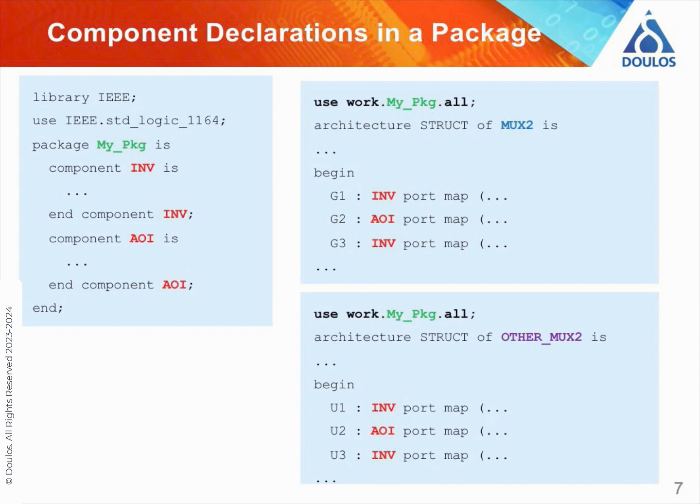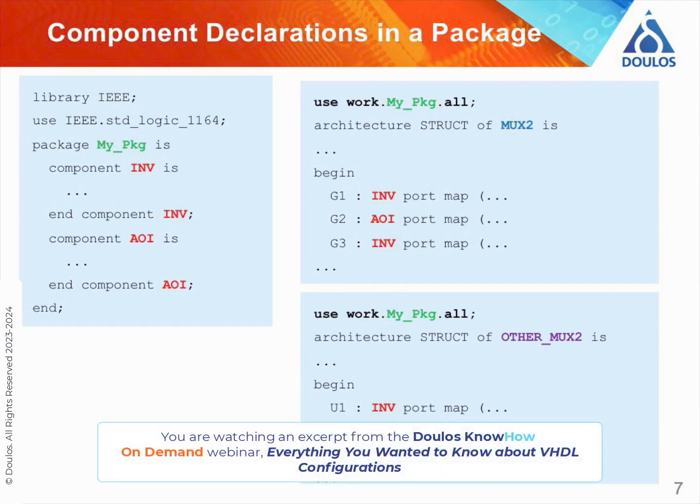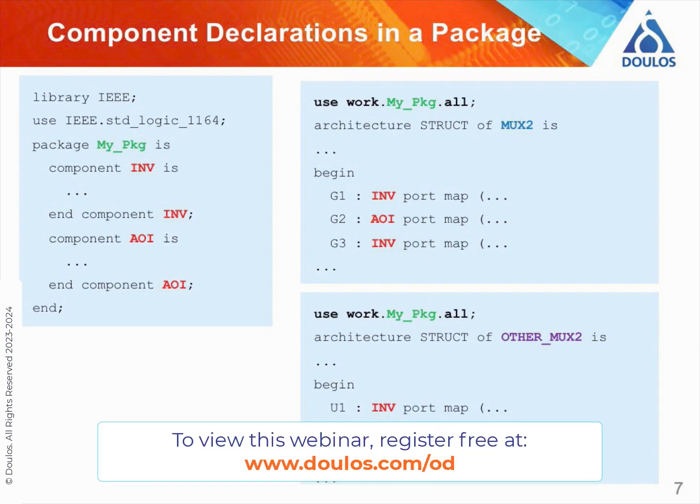So we can put component declarations in a package. I mentioned packages earlier. StudLogic 1164 is a package, but you can create your own packages too, and that's what we've done here. We've created a package called myPackage, and then in that package created a component declaration for inv and another one for AOI. We've left out the details here just for simplicity. Now, in order to instantiate inv or AOI, the components, we don't have to declare the components over and over again. We can simply use everything in the myPackage package.